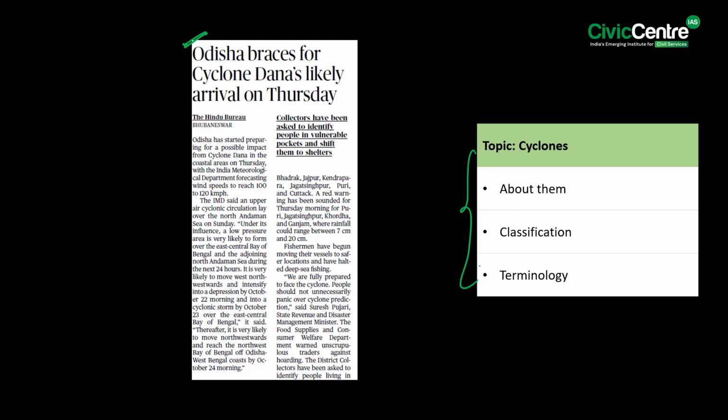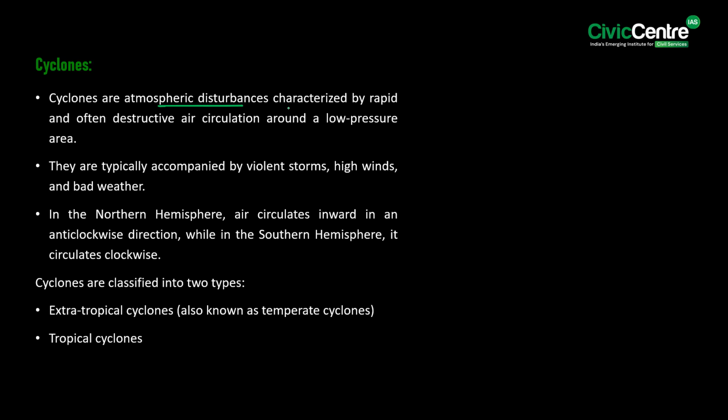See, cyclones are atmospheric disturbances characterized by the rapid and often destructive air circulation around a low pressure area. Know that they are typically accompanied by violent storms, high winds, and bad weather. So, in the northern hemisphere, air circulates inward in an anti-clockwise direction, while in the southern hemisphere, it circulates clockwise.